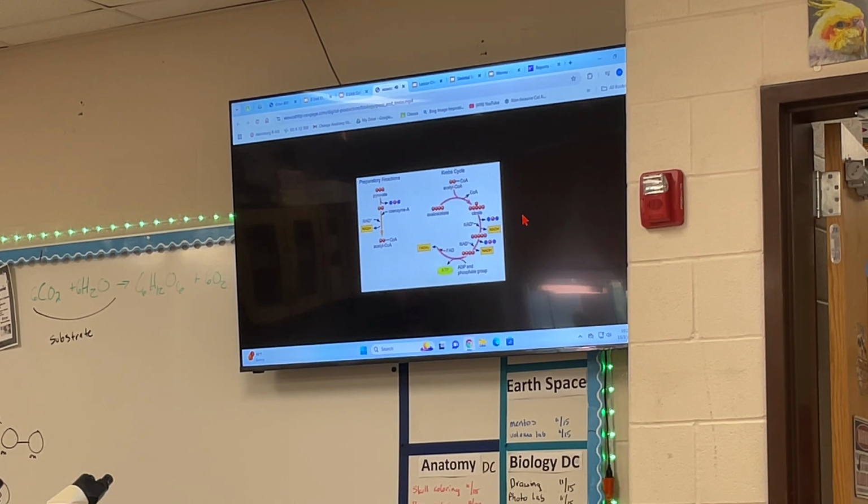FADH2 forms when FAD picks up electrons and hydrogen. The final steps regenerate oxaloacetate and form 1 more NADH. For each molecule of pyruvate, the second stage reactions produce 1 ATP and reduce 4 NAD to NADH and 1 FAD to FADH.